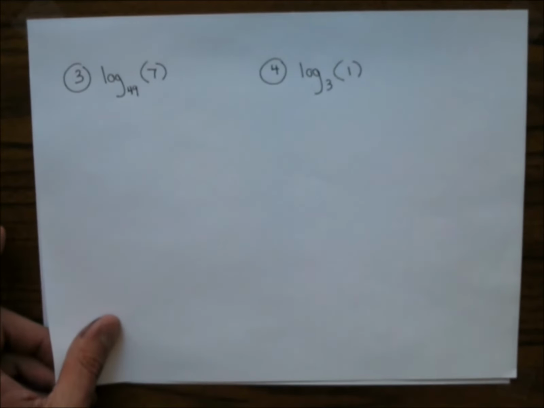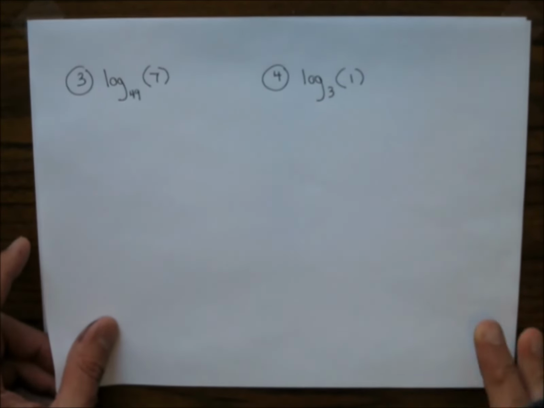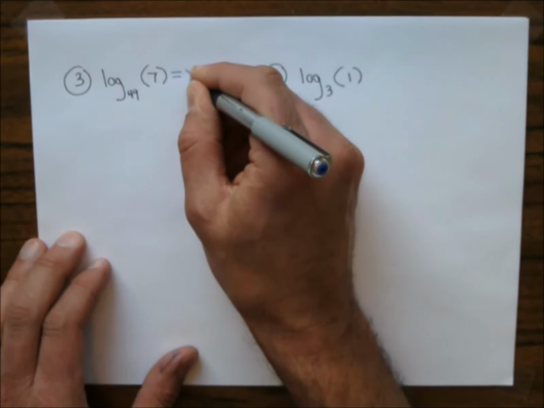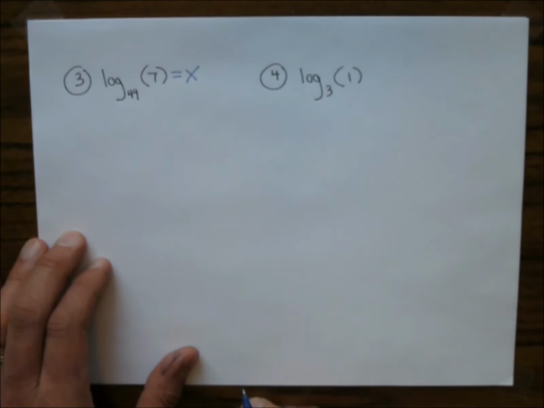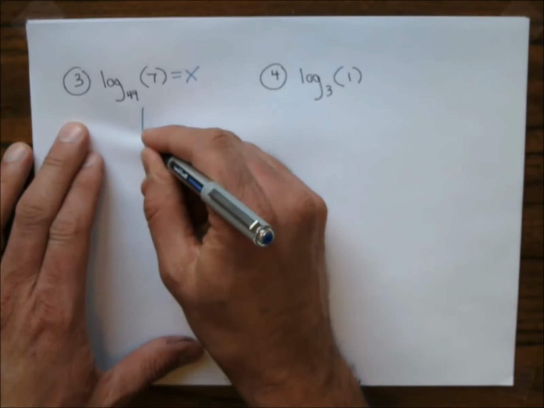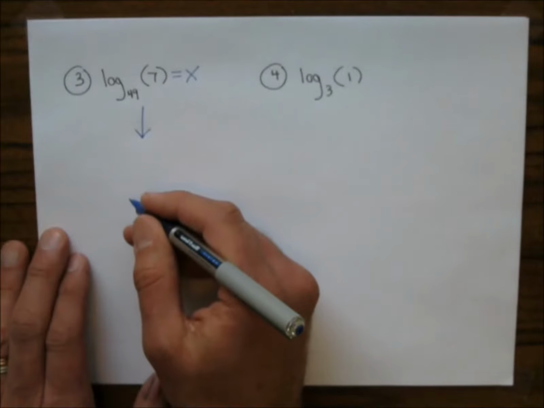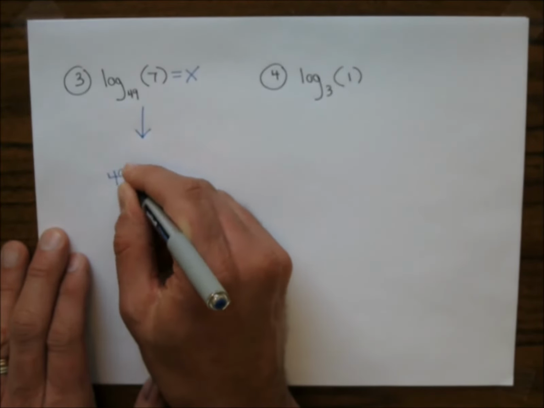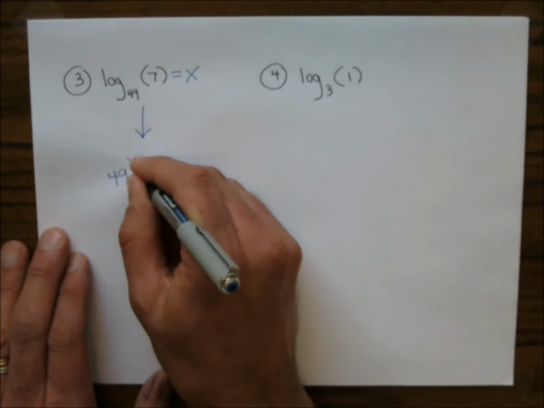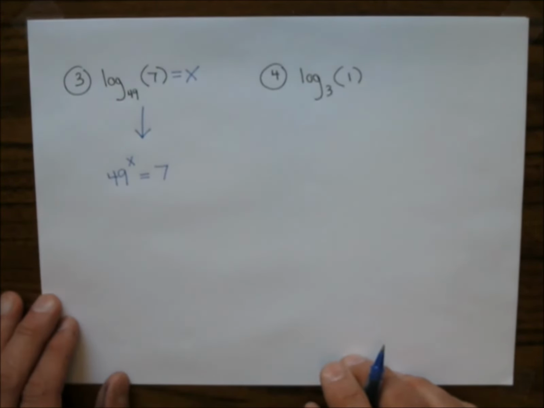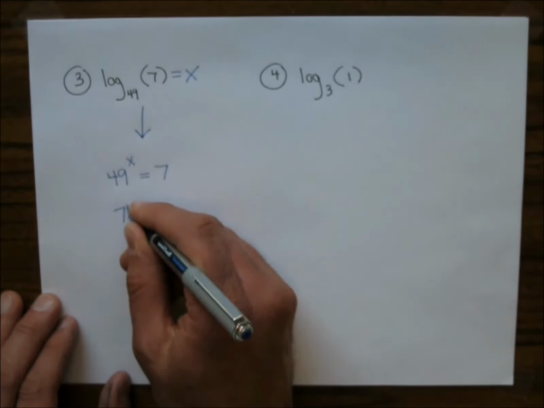Problem number 3. So go ahead and try problem number 3 on your own and see what you get. Okay, we set this equal to x. There's the Superman, the logarithmic form, and I'm going to go ahead and change this to Clark Kent. I look for the base, which is 49. It's going to hold up the exponent, which is x. This equals 7. I want to get a common base. The common base would be 7. So 49 is 7 squared.